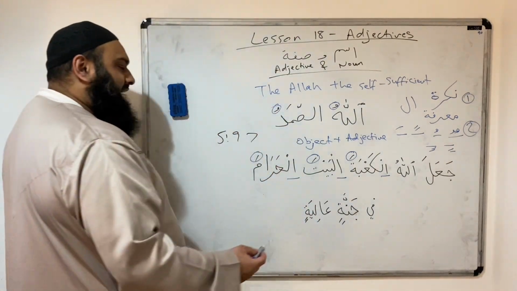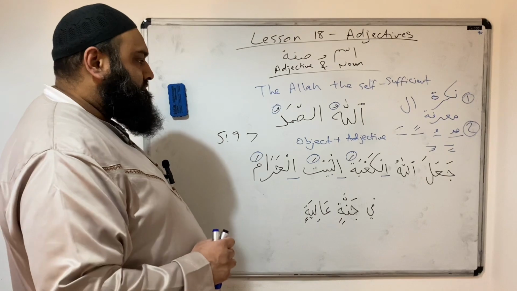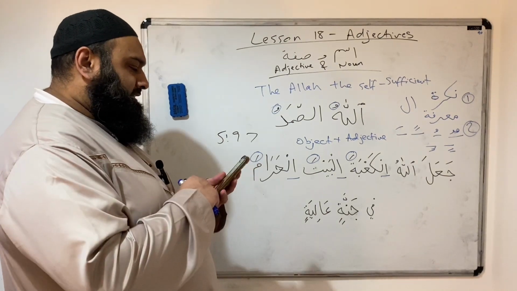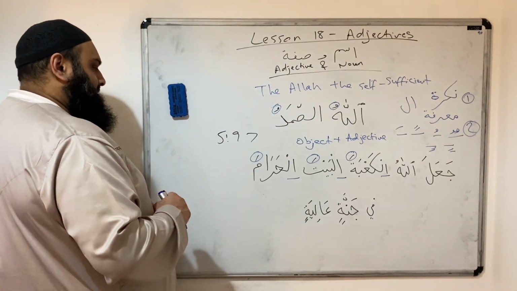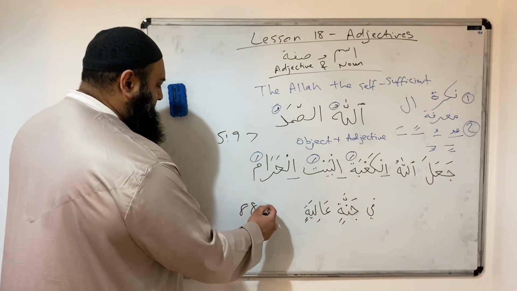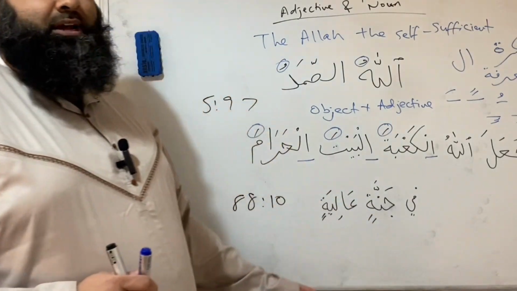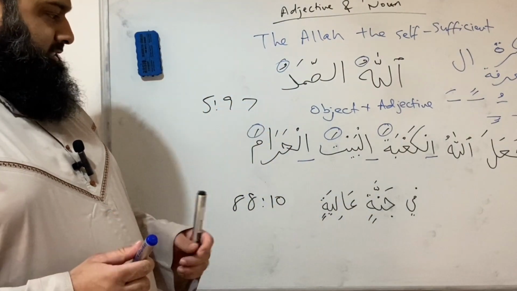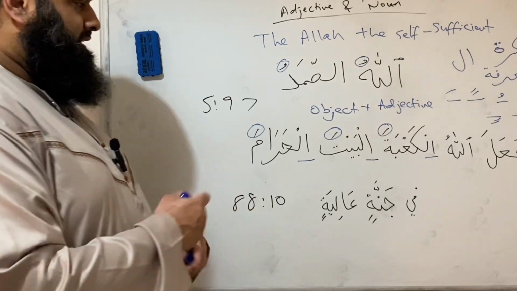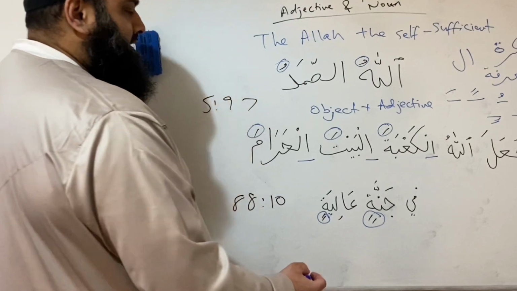Let's take another example: في جنة عالية, in Surah Al-Ghashiyah. I believe it's surah number 88, verse number 10. Fi makes any word after it majroor, not necessarily kasra, but here it's kasratain. Jannah, the garden, an elevated garden.